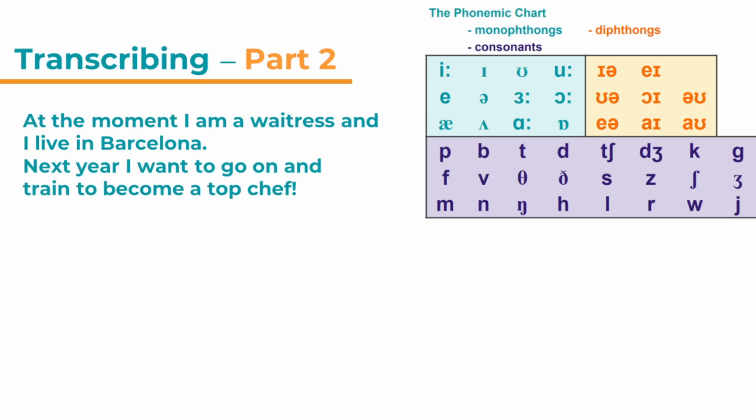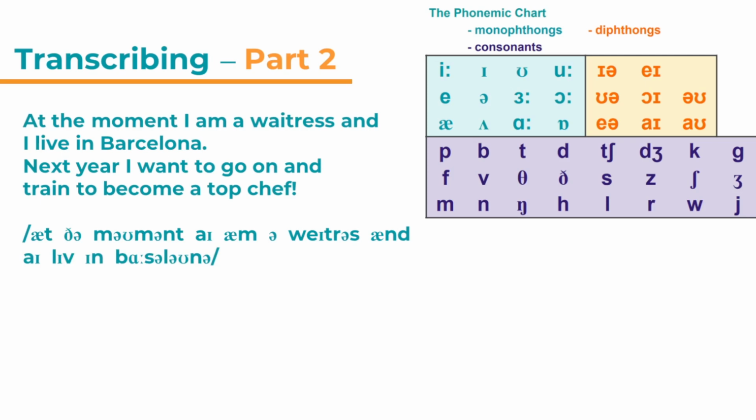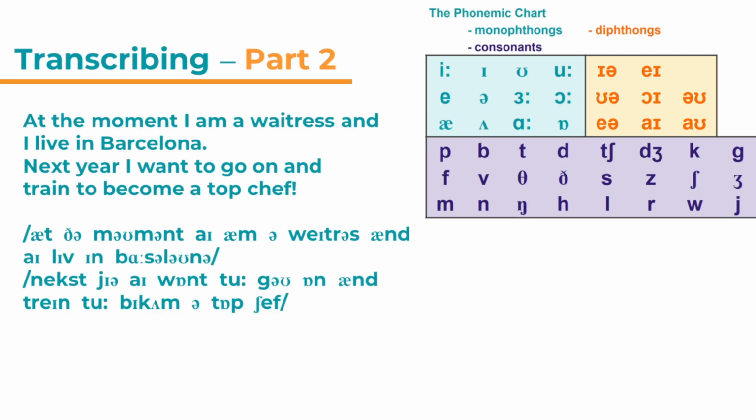So here is the utterance, and we're going to first of all transcribe each word individually. Here's the first line. At the moment, I am a waitress and I live in Barcelona. Next year, I want to go on and train to become a top chef.